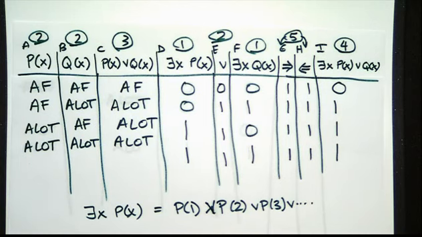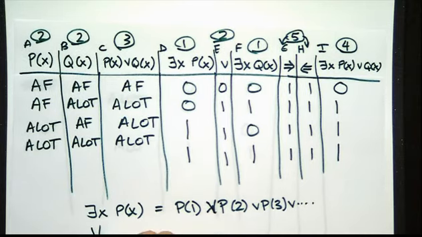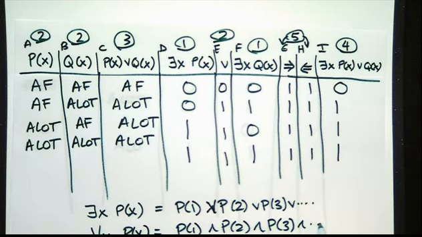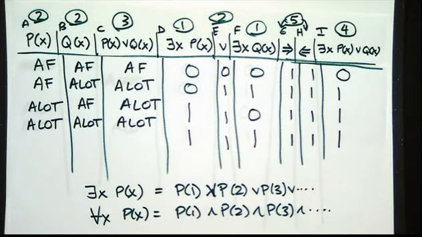And last time we showed that if we had ANDs and for alls, we can move them around however we want. That's because for alls are ANDs of all the values across. So if I have for all x, P of x, that's P of 1 and P of 2 and P of 3 and so on forever. So if I have for all x, P of x and for all x, Q of x, I can combine those to get for all x, P of x and Q of x. Okay, questions on how to fill out this truth table?